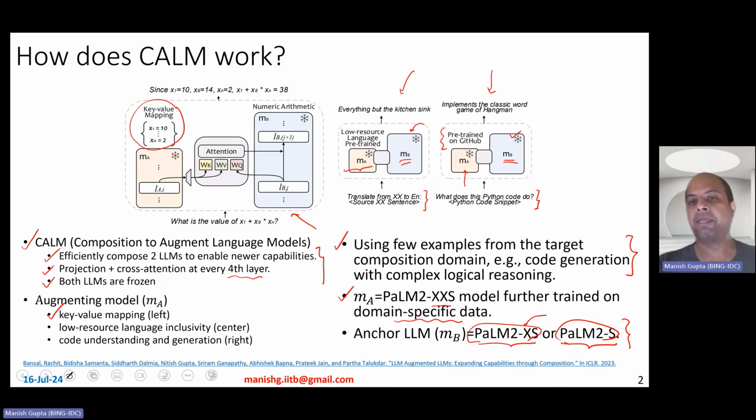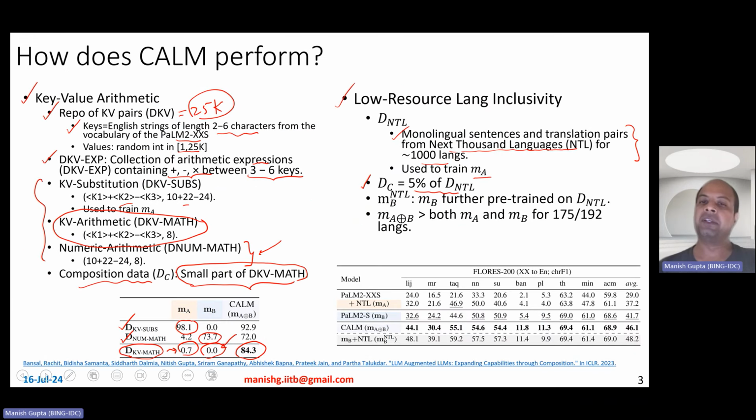In case of the language inclusivity task, it's basically a low resource language dataset, and in case of the code generation task, it's going to be a GitHub code dataset. Okay. So basically in the low resource language inclusivity task, you use this next 1,000 language low resource data set to train the MA model.